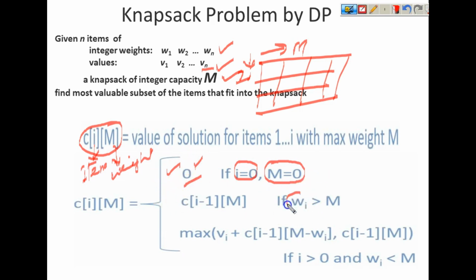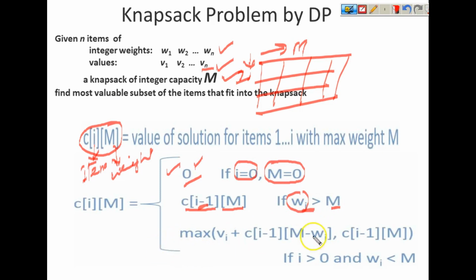If the weight of the item is more than the knapsack capacity, then in that case you will get C[i-1][M]. That means you will take the value of the previous item. C[i-1] means the previous item. Whatever items you have taken so far will give you the maximum gain. The new item is not going to contribute anything if Wi, the item weight, is more than the knapsack.